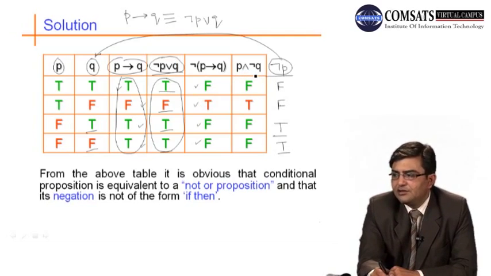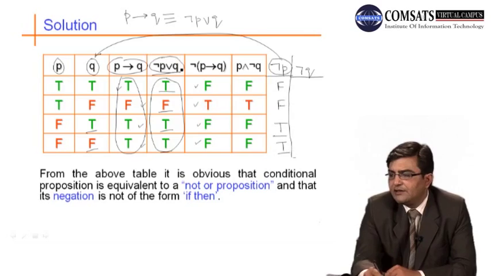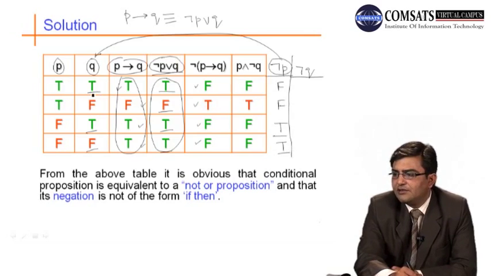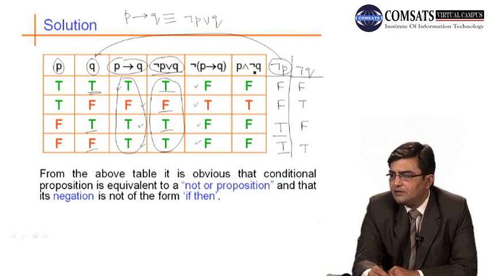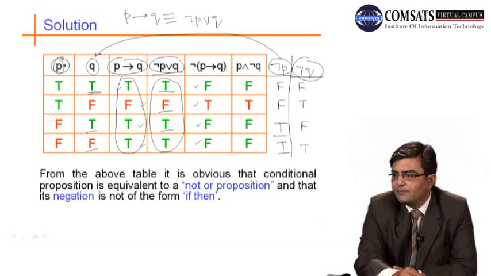To construct P and not Q, we need not Q. So if we construct the truth value of not Q here, we know that Q is in the first column, it is true, so not Q is false, then true, then false and then true. Now we need P and not Q, so we need this column and this column P.